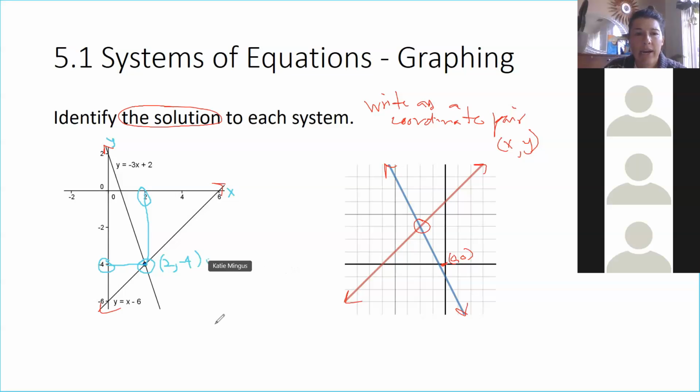Beautiful, written as a coordinate pair. Good, so 2, 4 is the, nice. I love how you're practicing your math language there.